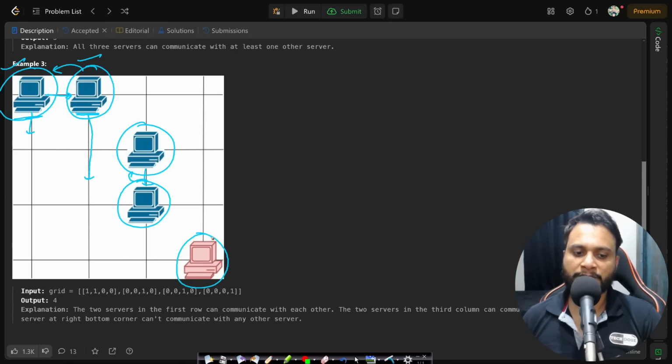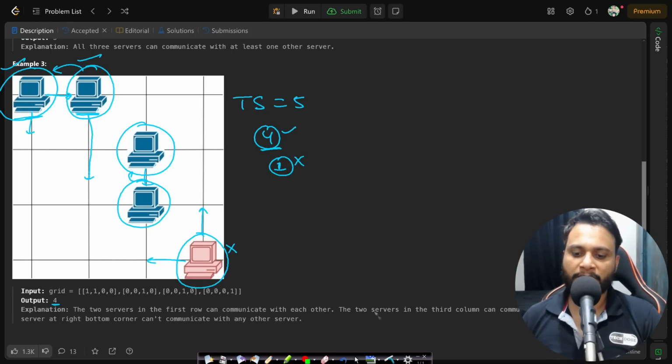While if you look at the fifth server, in the same row or in the same column there is no other server, therefore this becomes non-communicating. So if you see, the total number of servers is 5, but only 4 servers are communicating and 1 server is non-communicating, and therefore the result is 4. That is, the total number of communicating servers is 4.